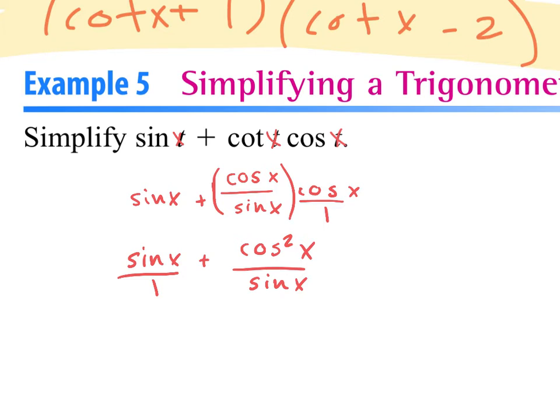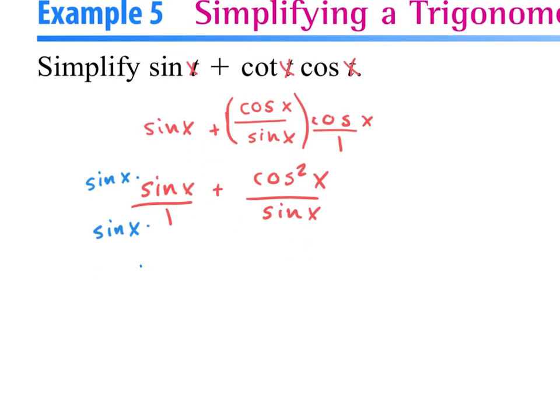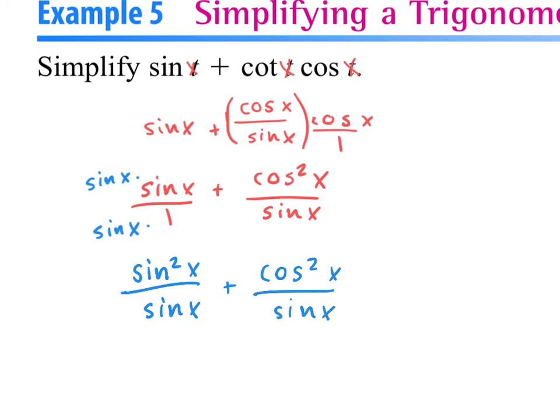Multiply them both by sine. Perfect. We need the denominators to be the same if we want to add them. So for the first one, I'm going to multiply the top and the bottom by sine x. So now I have sine squared x over sine x plus cosine squared x over sine x. Now can I add them? Yeah, because my denominators are the same. So on the top, I get sine squared x plus cosine squared x over sine x.